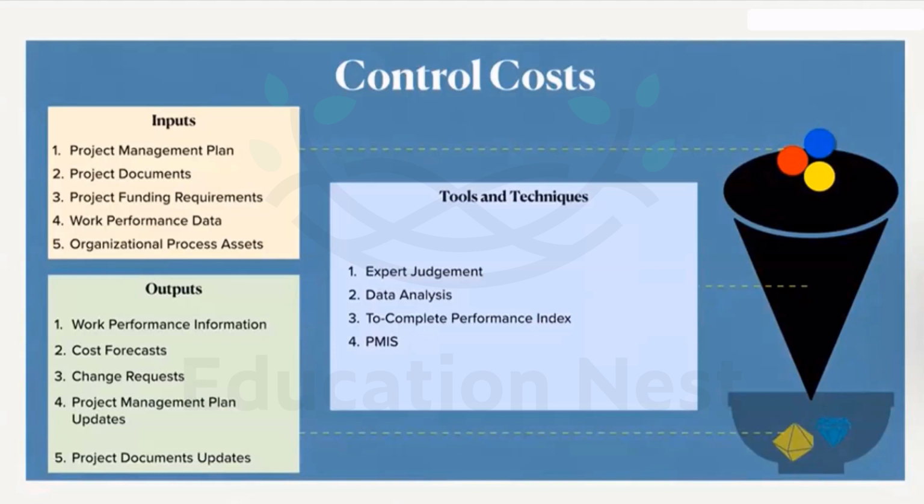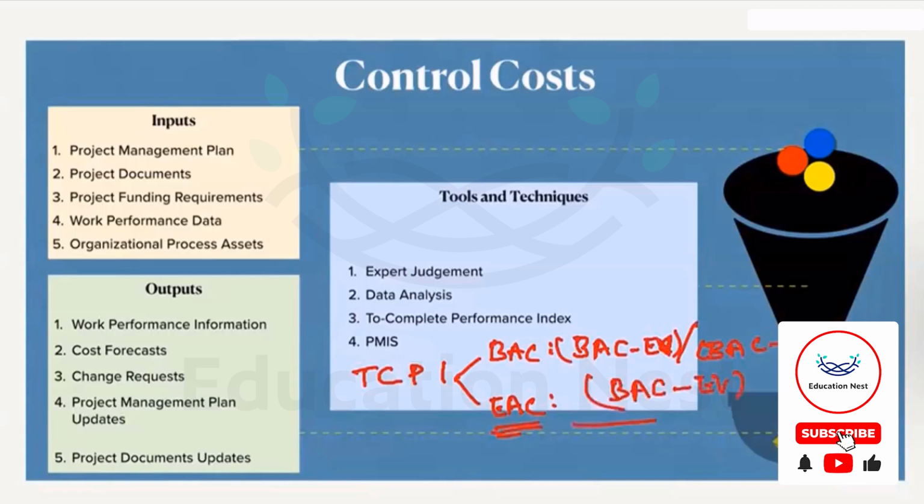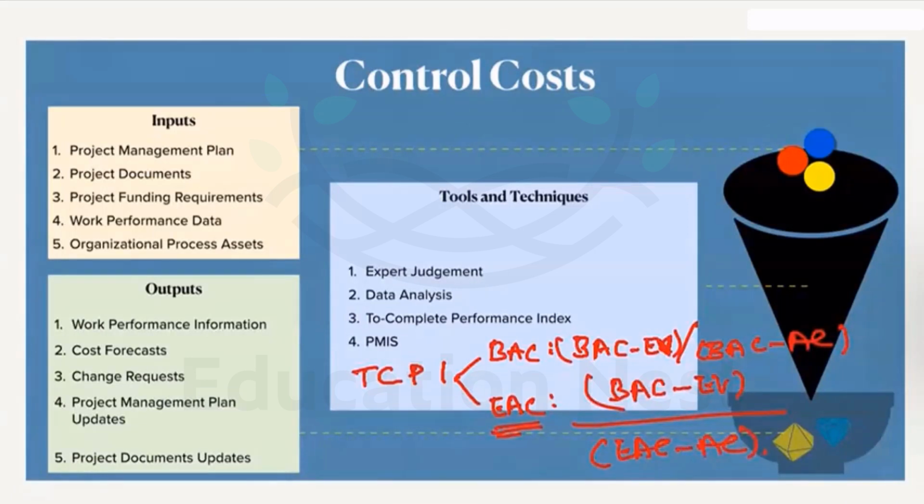So this to complete performance index, it is done at two locations, right? Budgeted actual cost and estimated actual cost. So at budgeted actual cost, the formula is going to be BAC minus EV over BAC minus the actual cost. So at the estimated actual cost, this formula is going to be BAC minus EV over estimated actual cost minus AC. Right? So that's about it, guys.